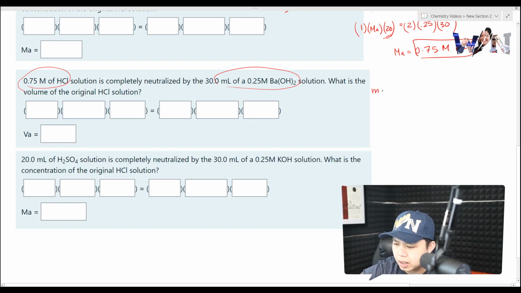So again, n MaVa equals n MbVb. Let's plug it in. For the acid, n is just 1 because we only have 1 hydrogen there, and the molarity is 0.75. For the volume, we don't know. And over here, we have a 2 right there. So 2, the molarity is 0.25, and the volume is 30.